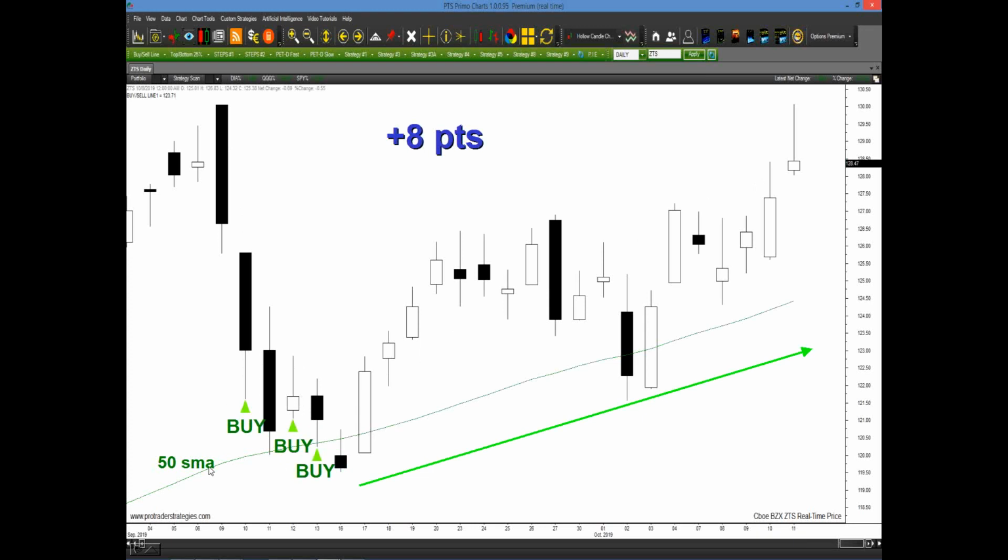Remember, the simplest thing you can do right now is apply the 50-period moving average to all of your charts. I don't care if you trade commodities, if you trade currency pairs. I don't care if you trade tick charts. Always have a 50-period moving average there, because that tells you the overall trend.